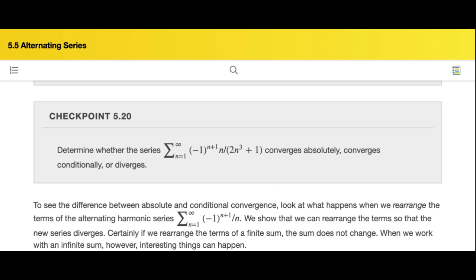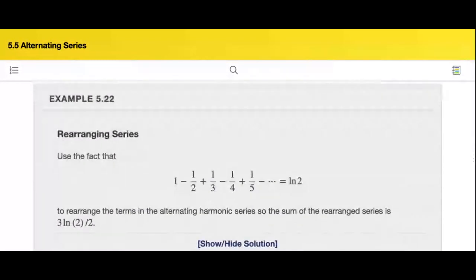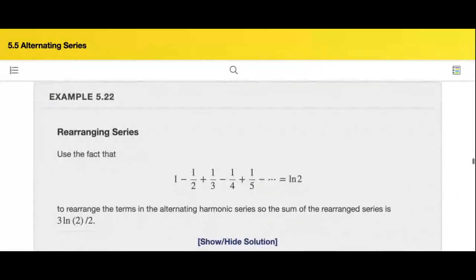For absolute convergence, all we have to do is show the absolute value of the series converges, and that's it. If the absolute value does diverge, we want to do more. We want to use the alternating series test and check the two conditions. But for this one, yes, it converges absolutely. Let's see if we get an example of converges conditionally. Not really.